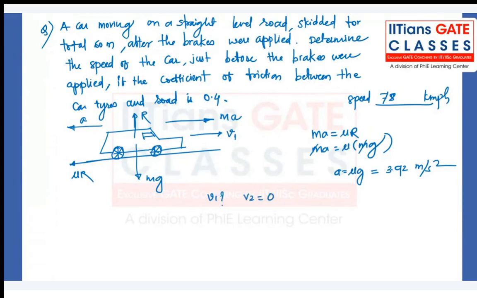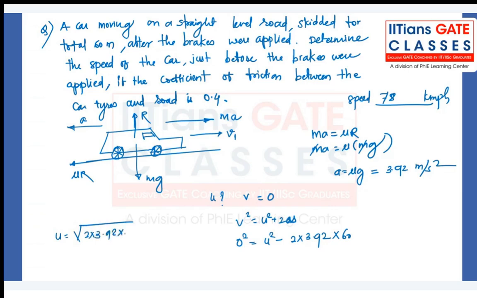Let's call them u and v. V square is equal to u square plus 2as. So v is 0, square, that is equal to u square minus 2 times 3.92. Why? Because it's a retardation. Into the distance traveled is 60, because the skidding will be for 60 meters. So if you just calculate, u is equal to under root of 2 into 3.92 into 60. You should get the answer 21.689 meters per second. Multiply by 18 by 5, you should get it. It's 78 kmph. Close to 78, you'll get the answer.